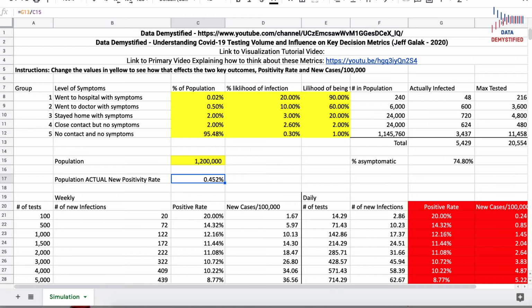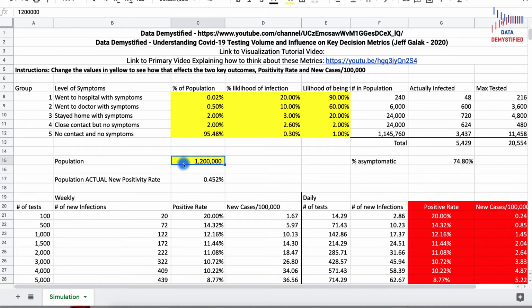So there are a couple of parts to this. The first are the ones in yellow. That's where you have your inputs. These are the big assumptions that we're going to be making, and I'll walk through those in a second. The second part is the parts in red. This is the part that tells you what the positivity rate and the new cases per 100,000 will be, depending on how much testing you actually do. So let's start with the inputs.